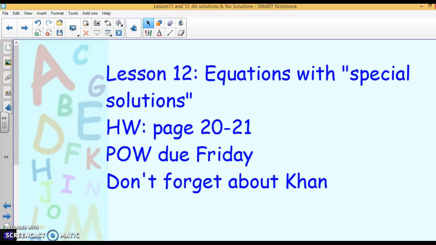The lesson today is lesson 12. It's in Advanced Pre-Algebra Unit 2. We're solving equations with special solutions. The homework that goes with this is page 20 and 21. And you're going to want to be on page 19 in your notebook.